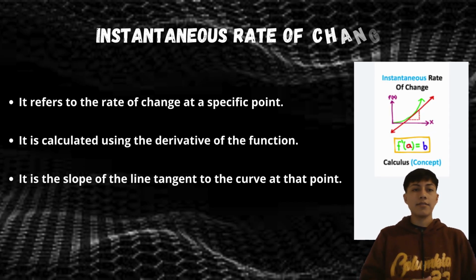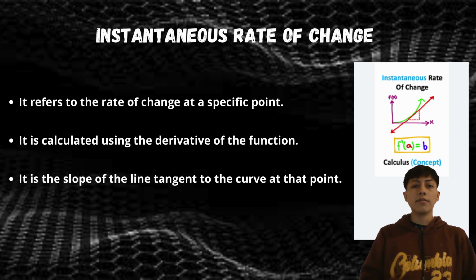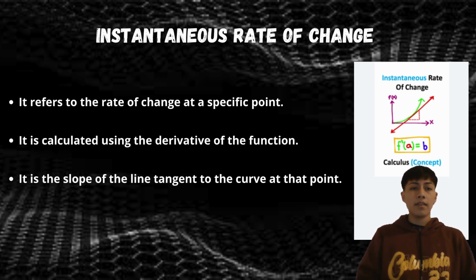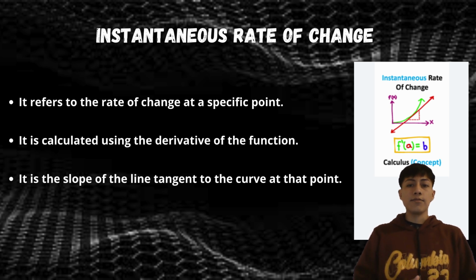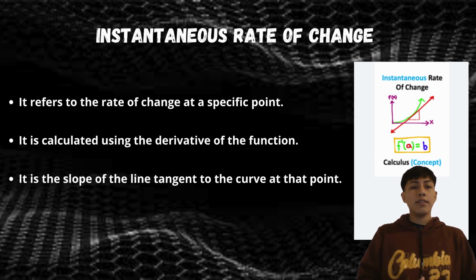Instantaneous rate of change. On the other hand, the instantaneous rate of change refers to the rate of change at a specific point. This is much more precise and is calculated using the derivative of the function. The derivative gives you the rate at which the function changes as the independent variable changes at that exact point.